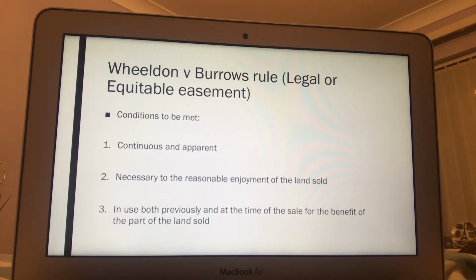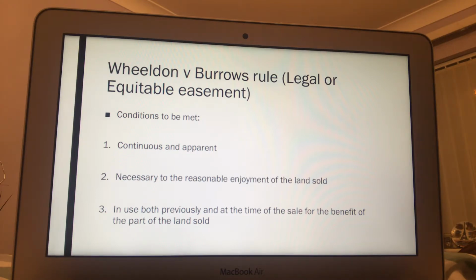The third method is an implied grant under the rule in Wheeldon and Burrows. In this case, there were conditions set out to determine this type of easement. Whenever parts of the land that have no diversity of occupation are sold, these rules are required. Firstly, it must be continuous and apparent. To define continuous, it means that the right must be used on a regular basis, and for it to be apparent, it means it has to be visible.